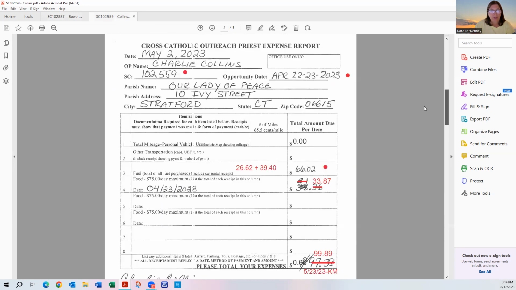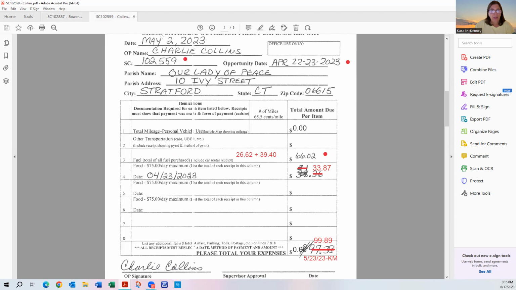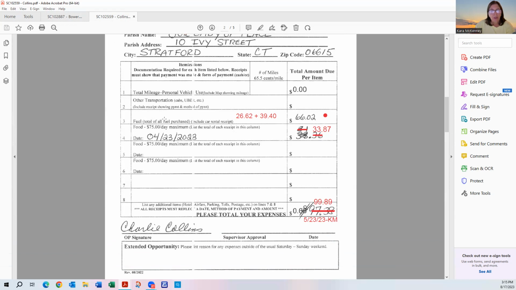And if we scroll up, it shows here. Okay, again, the date that you're filling out the form, your name. So in this instance, we would put Charles Collins instead of Charlie Collins. The SC number, the opportunity dates, and the parish information. On this one, he filled up the gas tank twice for the car rental. So one was for $26.62, the other was for $39.40, and he added them together to come up with $66.02. He purchased food on this date, and that's the amount. Totaled it, and then signed it.